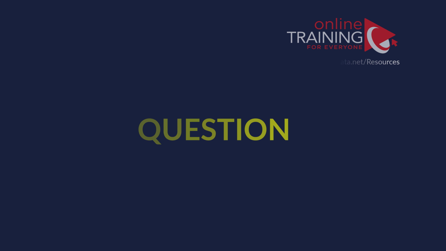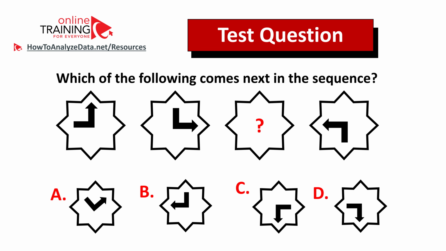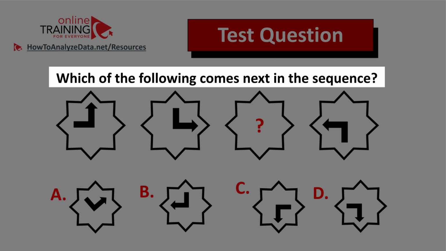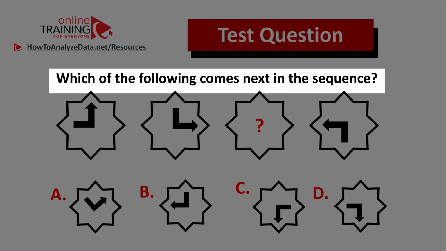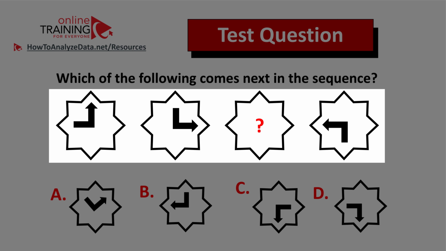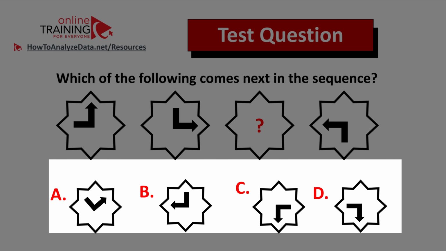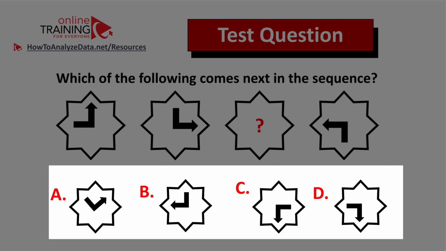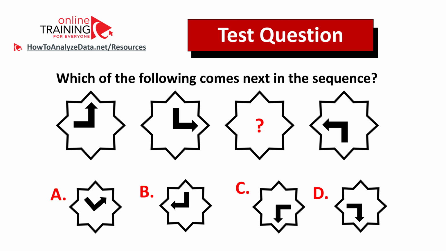Here's the question from the test, but somehow I have a feeling that you might come up with the answer. Which of the following comes next in the sequence? And you have a sequence of 4 shapes. The third shape is missing, and you need to select the right shape out of 4 choices at the bottom. Choices A, B, C, and D. Do you see the right answer? Please take a careful look to see if you can come up with the solution. Give yourself 10 to 15 seconds to see if you will get to the right answer.